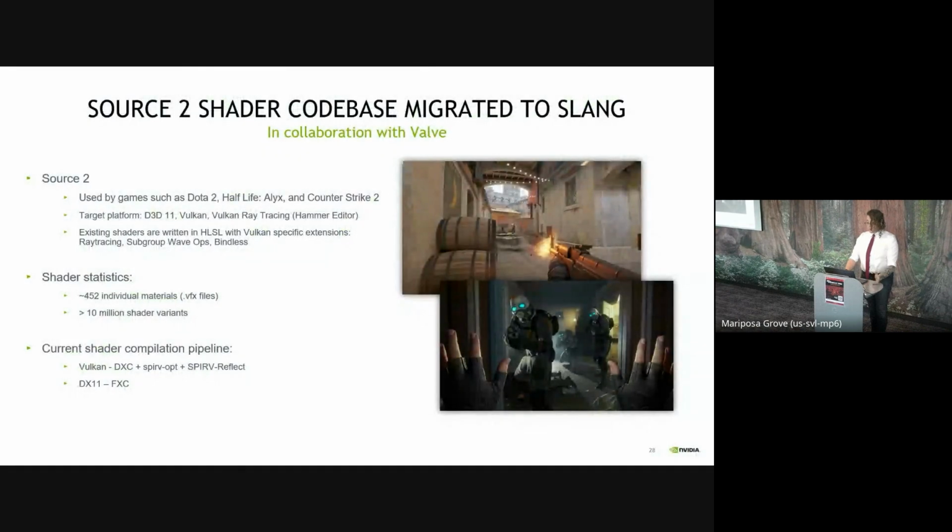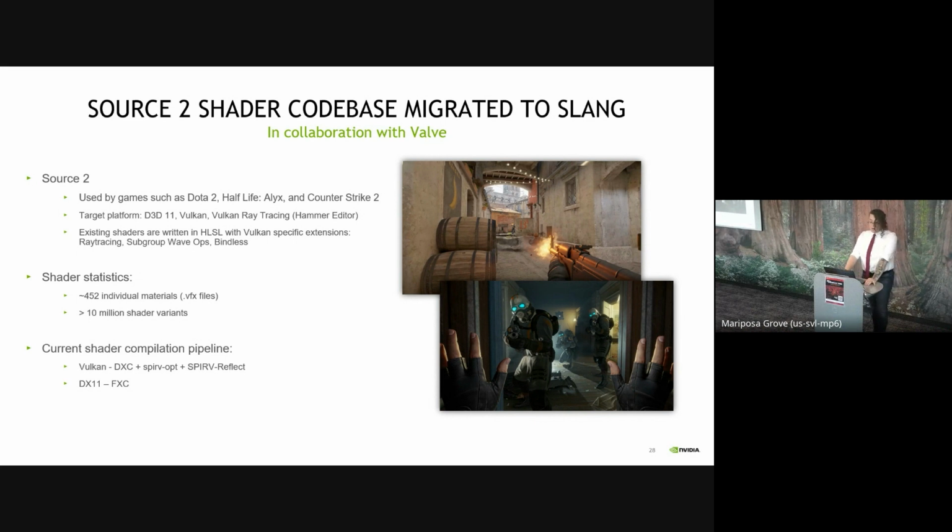is that we collaborated with Valve and we're actually able to migrate the shader code base for the Source 2 engine over to Slang. So Source 2 is the engine used by games like Dota 2 and Counter-Strike 2. It targets both Vulkan and has a fallback path for D3D11. And then the editor, the Hammer editor, actually uses Vulkan ray tracing as well. So the shaders inside of this engine are written in HLSL, but also make use of Vulkan-specific extensions. So things like subgroup ops and ray tracing, and also some use of bindless.